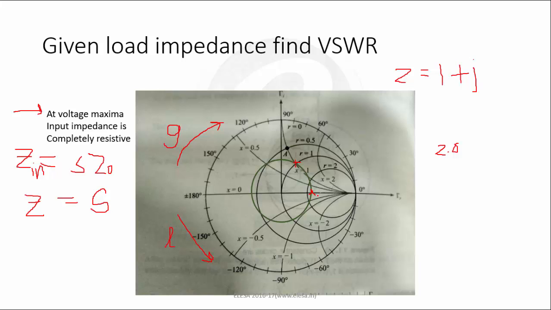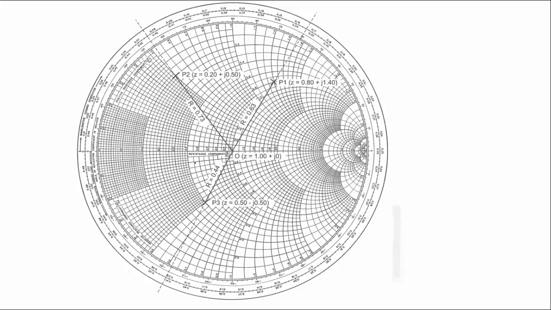So if we move by a distance of lambda by 2 from this point here, we will again get a voltage maxima where the impedance will be completely resistive and its value will be equal to S times Z naught. So let us take a look at the real Smith chart so that it will not be a difficulty when we move to the real one.